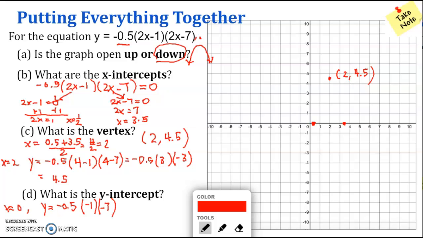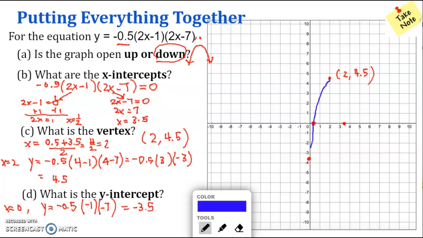Okay, so that's going to be negative 3.5. Okay, so let's see. Negative 3.5 is right there. Does that work out? Yes, it does. And having the y-intercept should work as a checking point.